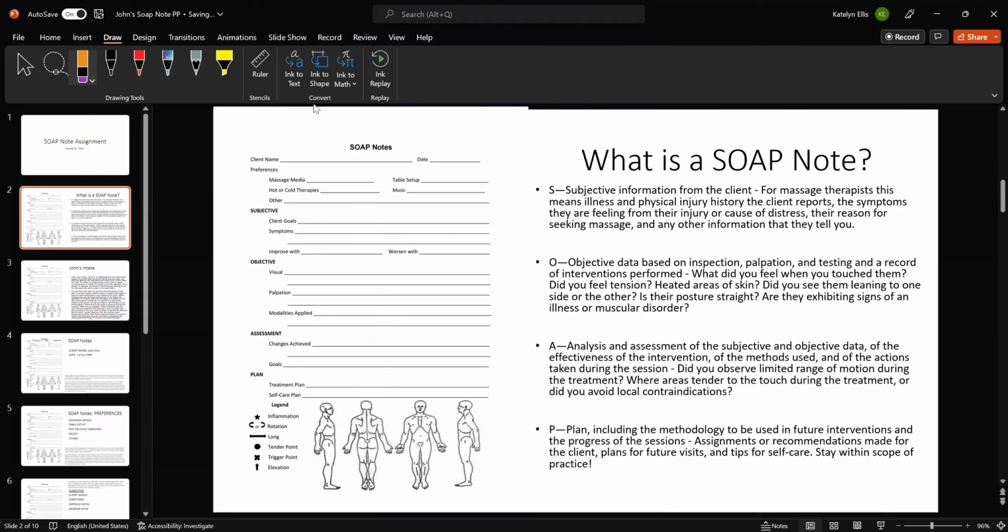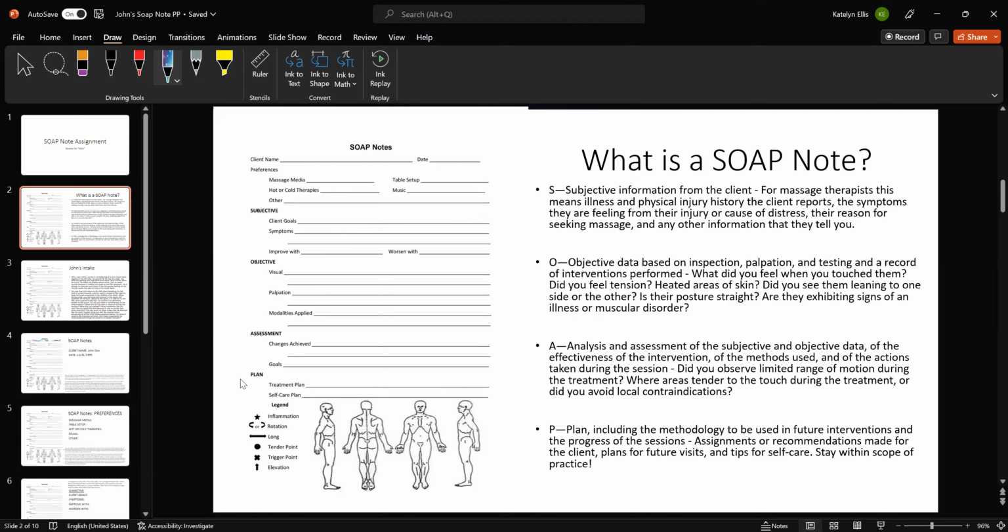And P is for plan, including the methodology used in future interventions. So what are the things that you want to do to them next time? Was the ice massage effective? Do you want to do that again? Do you want to try a heat cold therapy where you contrast? You apply heat, then you apply cold, and then you apply heat again.